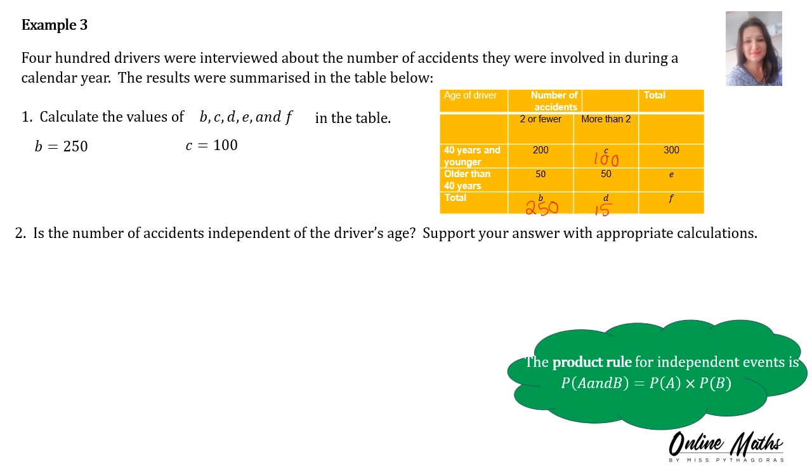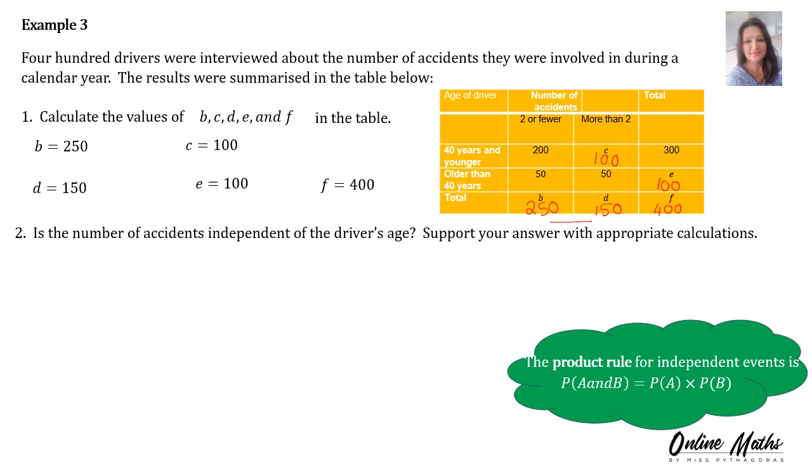When you go down you add, E will be, now you're going to add across, E will be 100, 50 plus 50 is 100, and F will be 400. 300 plus 100 is 400, and then you can also just check if you were right if you go across. 250 plus 150 is indeed 400. So there's your values.